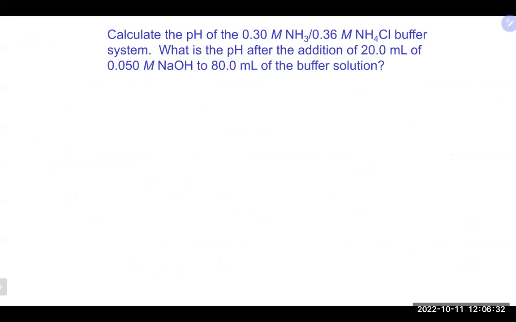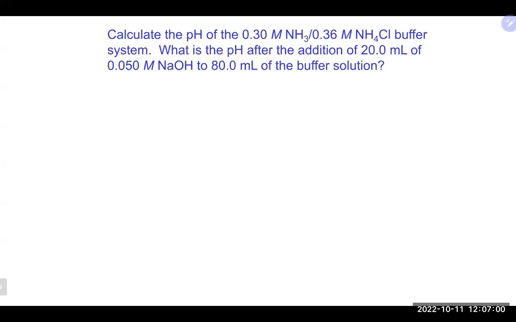All right. Why don't we try this one here? Calculate the pH of a buffer made of 0.3 molar ammonia and 0.36 molar ammonium chloride. And what is the pH after we add 20 milliliters of 0.05 molar sodium hydroxide to 80 milliliters of the buffer? So in this case, we're not keeping the volumes constant.